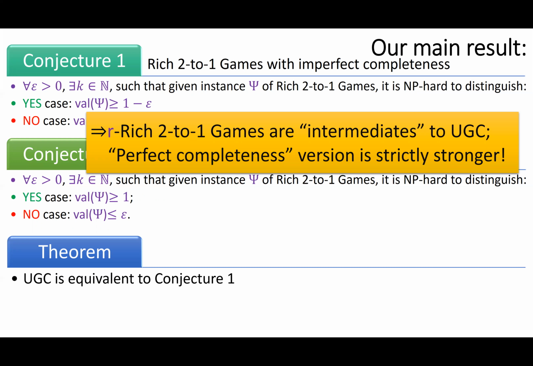But from a different perspective, another way to look at this theorem is as saying that conjecture 2, namely the conjecture with perfect completeness, is in fact strictly stronger than UGC. And this is very interesting because one feature of unique games, which is very limiting, is that it has imperfect completeness. And therefore, we cannot apply it all the time, for example, if we want to prove hardness for coloring problems. But conjecture 2 doesn't suffer from this lack of perfect completeness, so we can hope to use that.